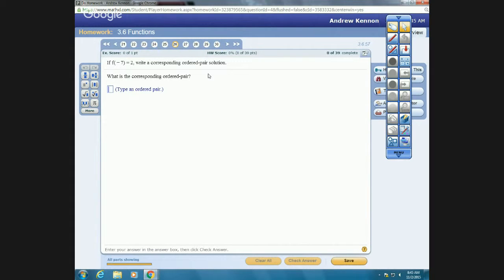So this is what I was talking about, writing an ordered pair solution. This would be like negative 7, 2. That would be your x, and this would be your y.